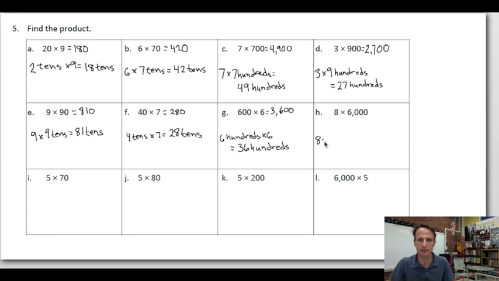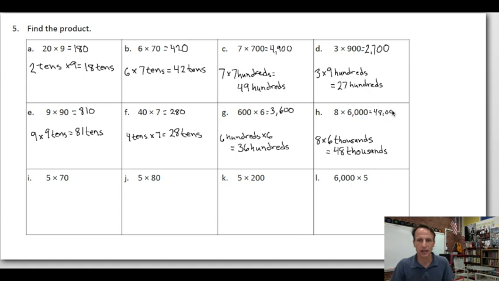And in H, we have a similar one. 8 times 6,000. So 8 times 6,000 is how many thousands? Yes, 48. 8 times 6 is 48, and we're talking about thousands here. So that number, 48,000, well, that's easy to put in standard form, isn't it?